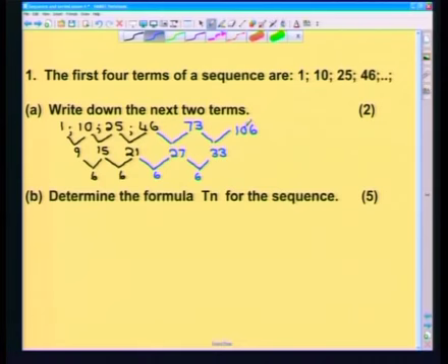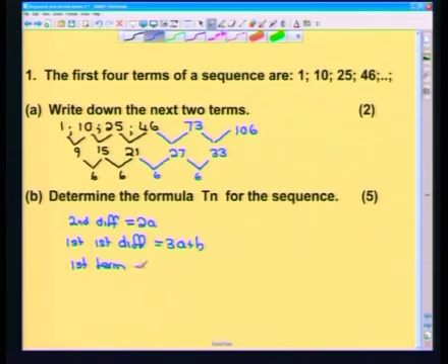Now, what I'm going to do next is work out the Tn. What I've just shown you is a really nifty way to know that. What did I say to you? I said the second difference is 2a. The first difference is 3a plus b. And the first term is a plus b plus c. So let's have a look at what that means.